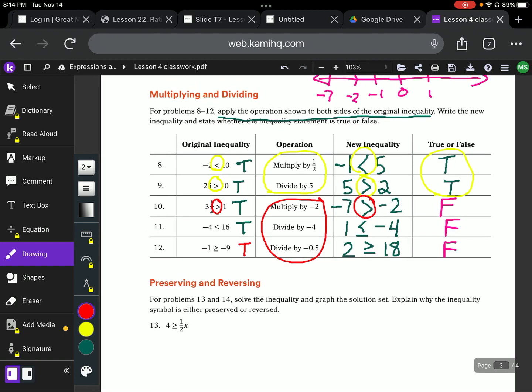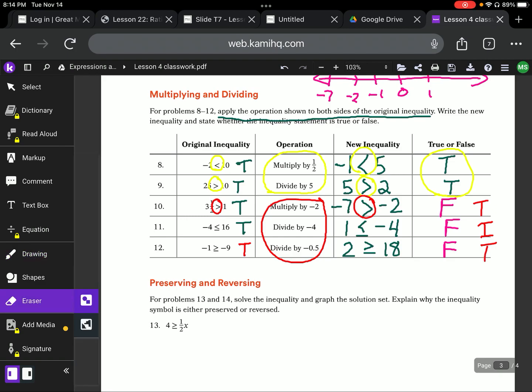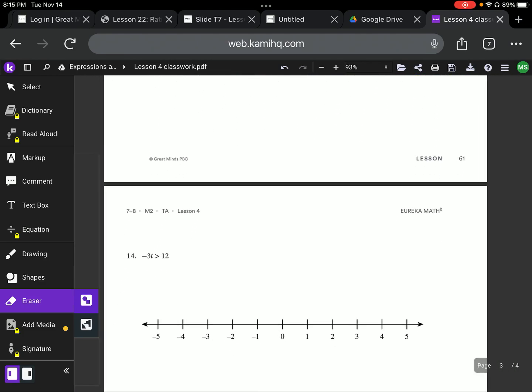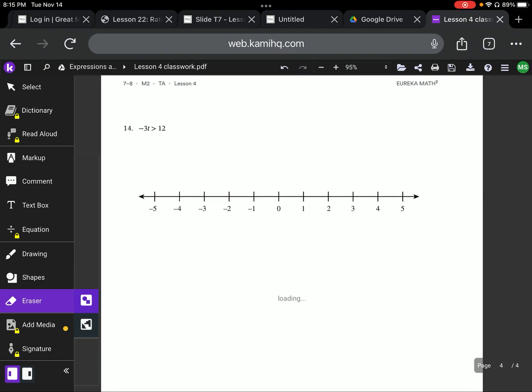Okay. So what happens? How can we make it so that we can solve these inequalities and get a true? We want true statements, right? How can we do that? Well, if we flipped each of these inequality symbols, then it would be true, right? So let's take a look at an example of that. Let me find one that's a negative.